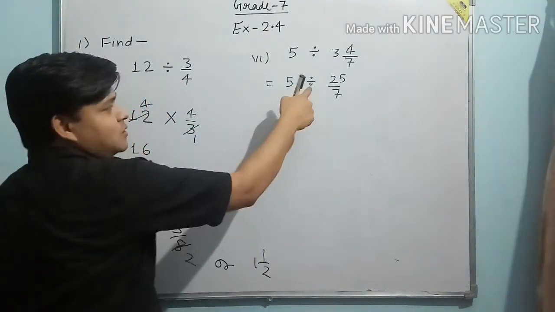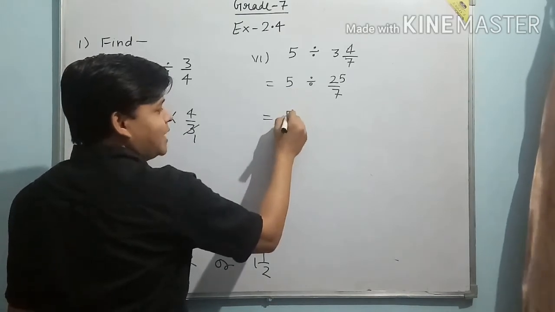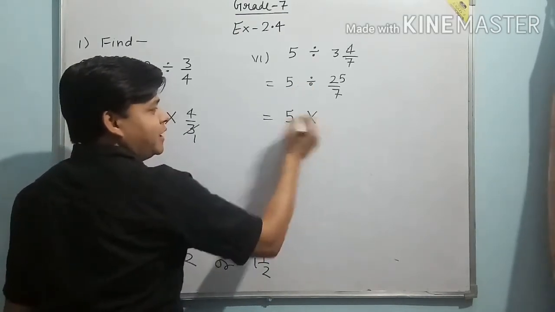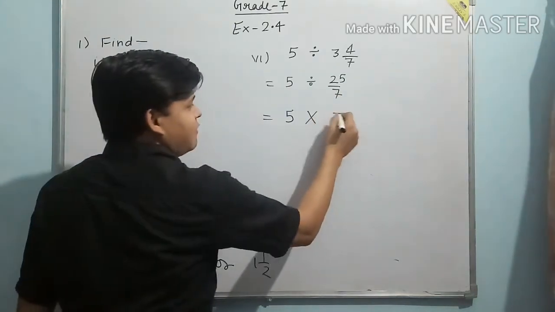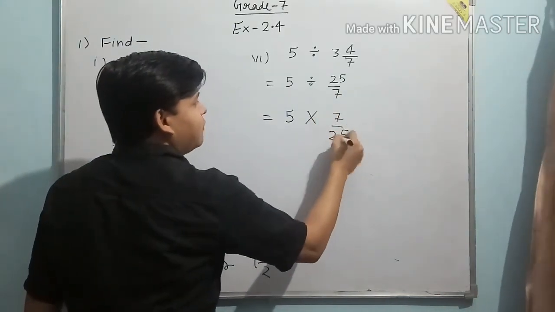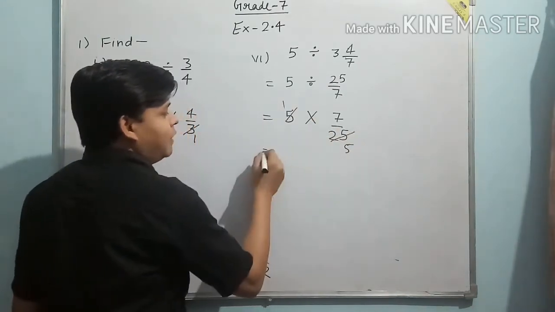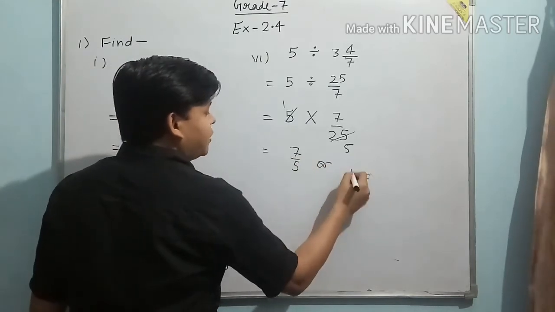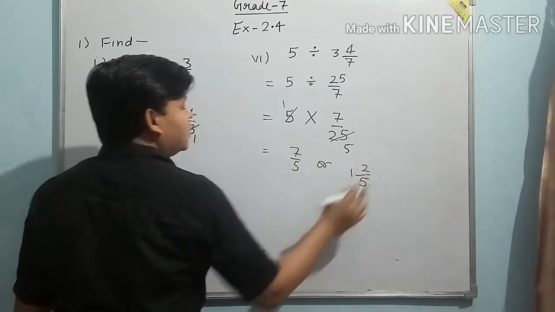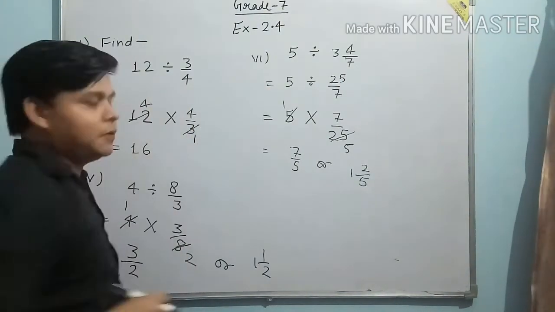Now we will change this divide into multiply. So once again the same rule: first number as it is, divide will become multiply, and here you will write down the reciprocal of this number. So 7 upon 25. Now cancel 5 1 time, 5 5 times, and we have 7 upon 5 or 1 complete 2 upon 5. So this is the answer for question number 1, 6th part.